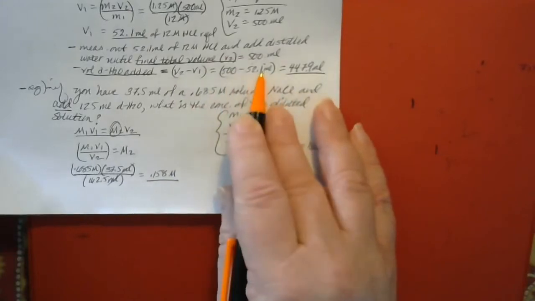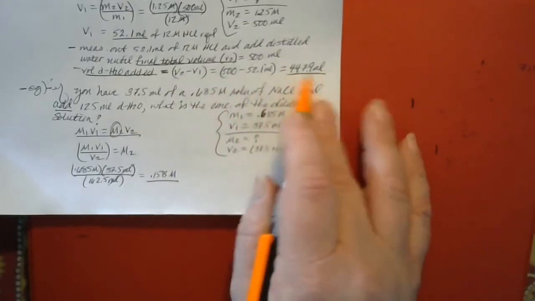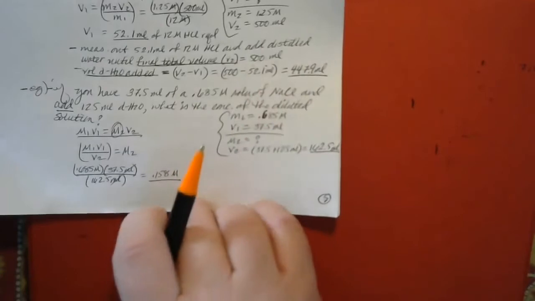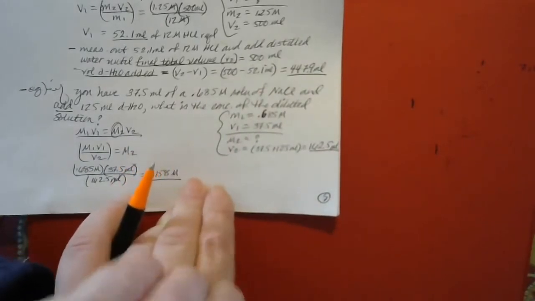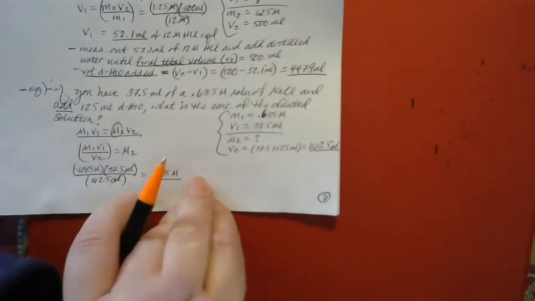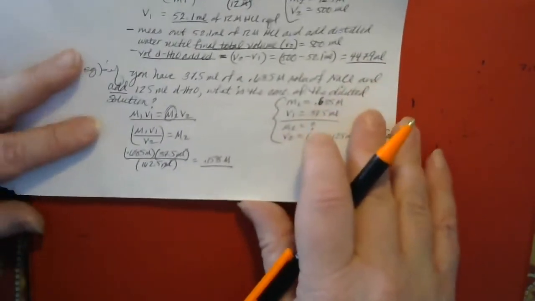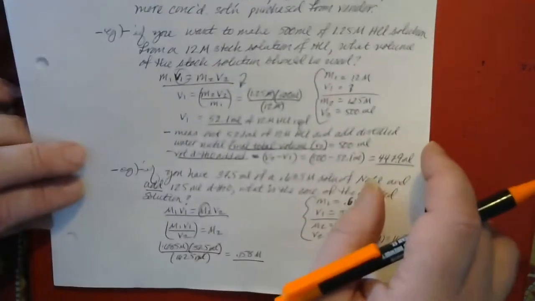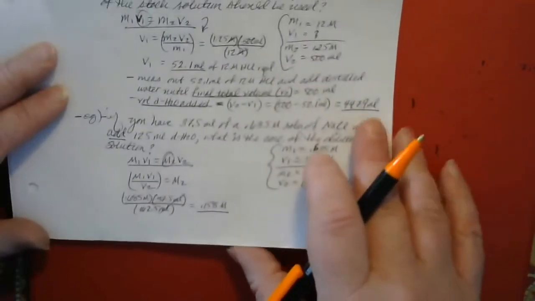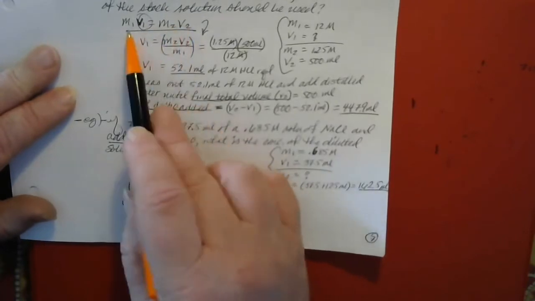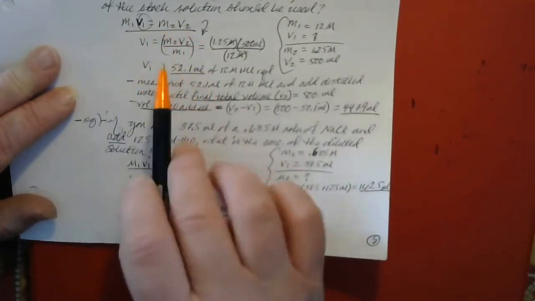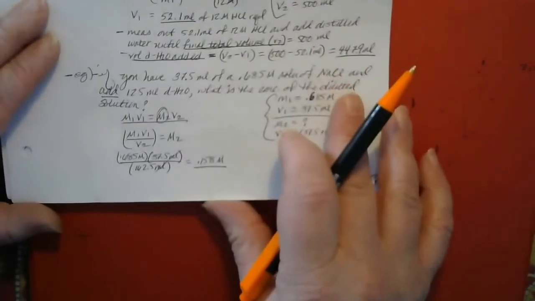500 minus 52.1 is 447.9. That's how much water I have to add. M1 V1 equals M2 V2, of course, could be solved for any one of these four variables, depending on what you know and what you need.